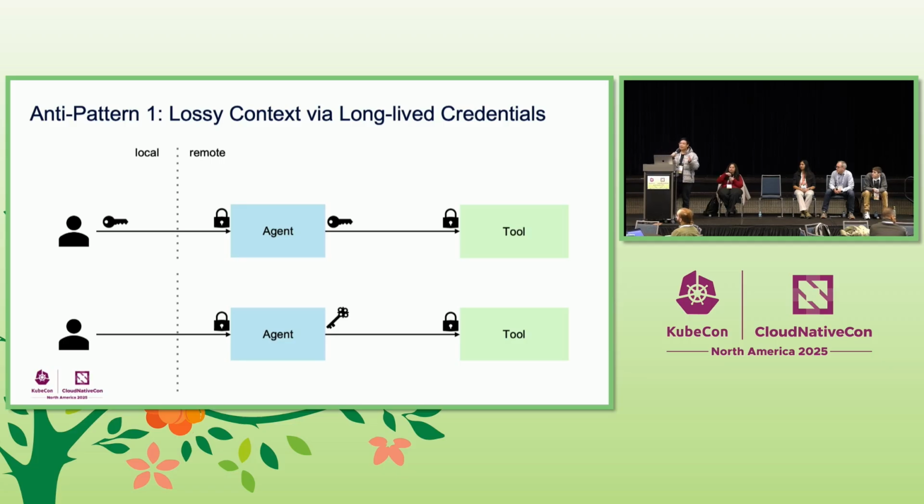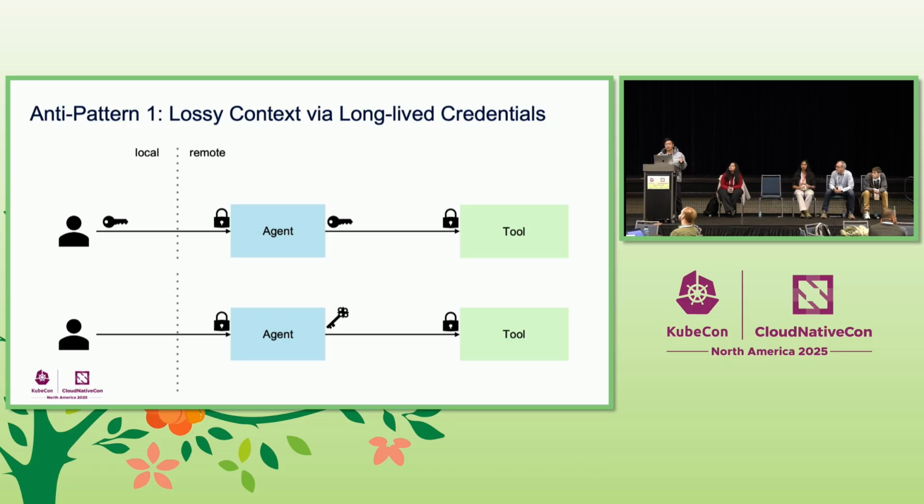So let's take a look at some examples to learn what to do and what not to do. The simplest case is when a user gives their API key to the agent, and the agent just passes the same key to the tool. The issue here is that the user is delegating full control to the agent. And from the tool's perspective, it can't tell who is making a request. Is it a user? Is it an agent? We don't know. To the tool, it's just the same API key. So we've lost some context.